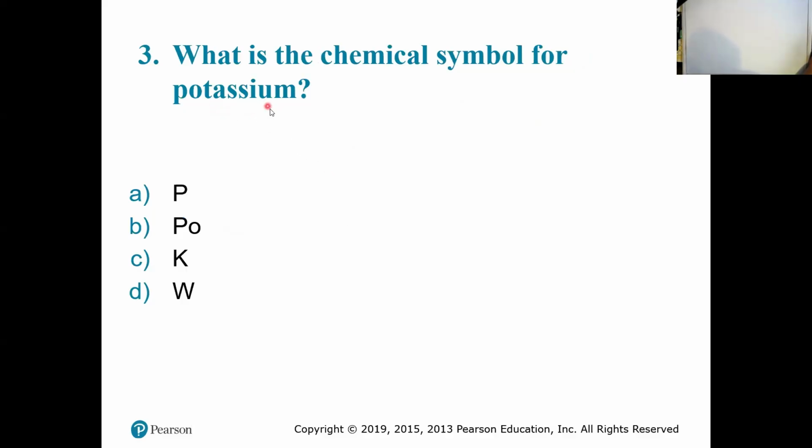The chemical symbol for potassium, super common element, have to know the symbol for this one. Potassium's name on the periodic table, excuse me, again, doesn't come from its English name. It comes from the name Kalium with a K, which is why its symbol is the capital letter K. The capital letter P, that's going to stand for phosphorus. So you don't want to get those two things confused.